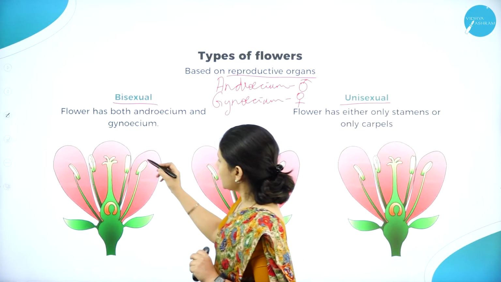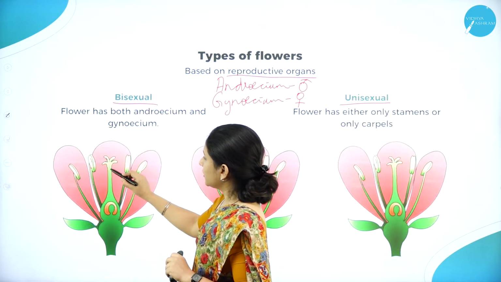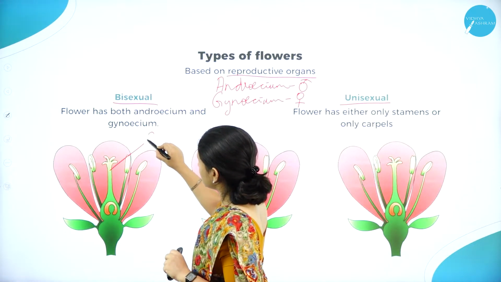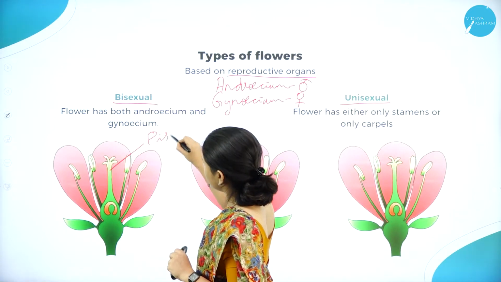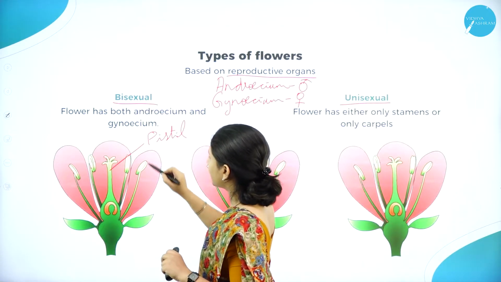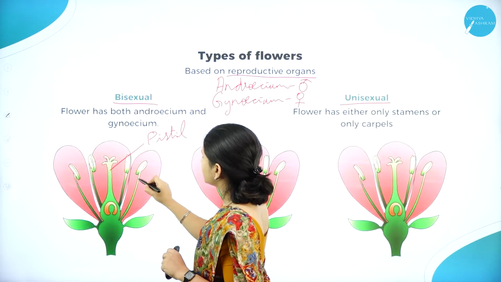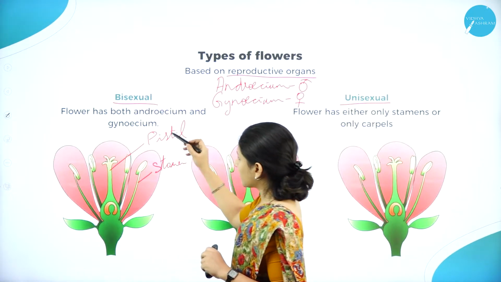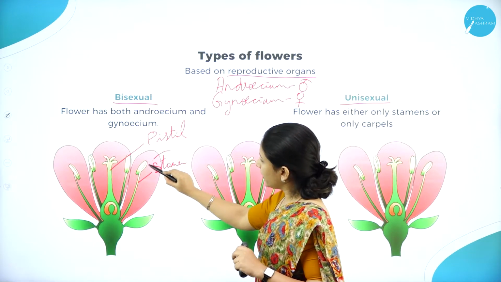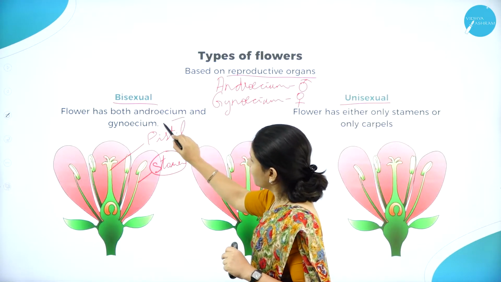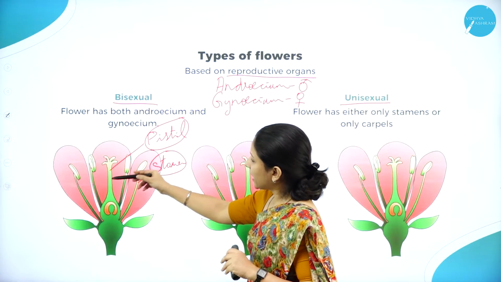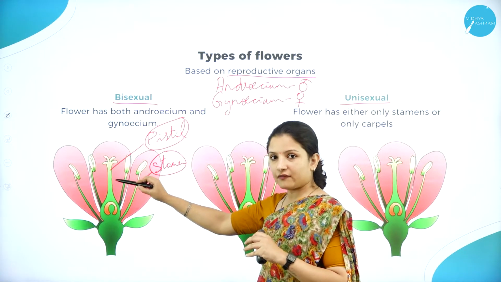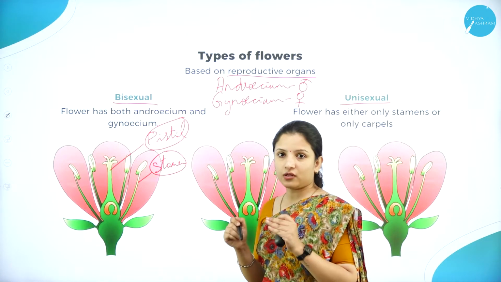So can you see here in this particular flower, the pistil is present, that is the female reproductive part, and also the stamen is present. So both the male reproductive part and the female reproductive part, if they are present in the same flower, then it is called a bisexual flower.